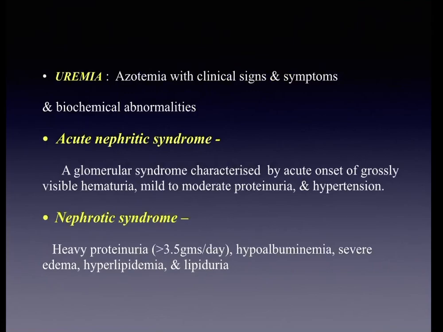The next group of renal syndrome is the acute nephritic syndrome. This is a glomerular syndrome characterized by acute onset of grossly visible hematuria, mild to moderate proteinuria and hypertension. Next, coming to the nephrotic syndrome, it is characterized by heavy proteinuria, that is the excretion of more than 3.5 grams of protein per day, followed by hypoalbuminemia, severe edema, hyperlipidemia and lipiduria.